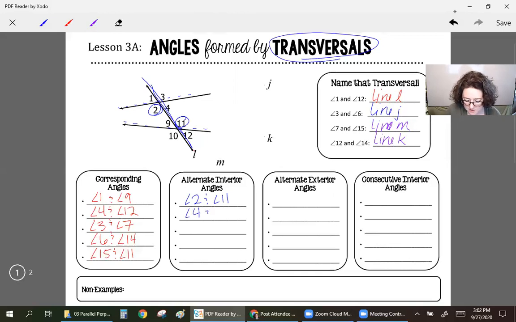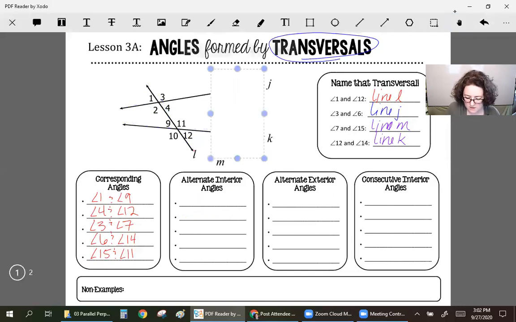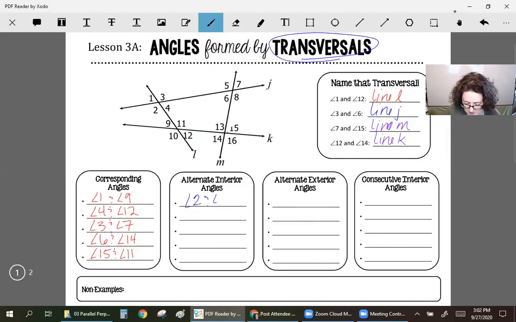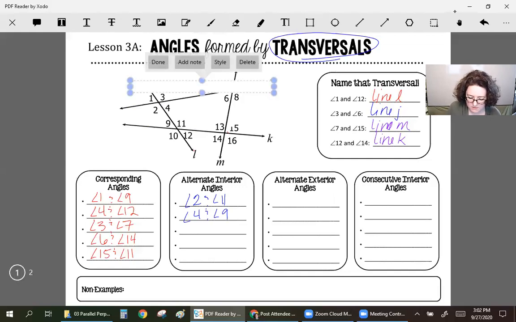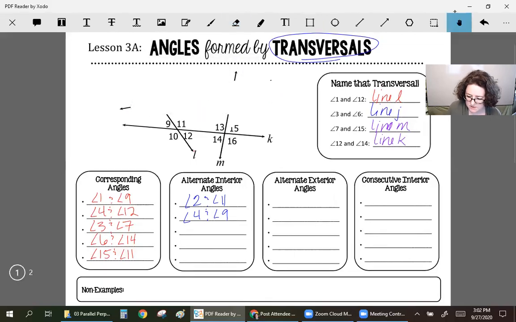What about angle 4? What would be its alternate interior angle? That would be angle 9. Okay, let's look at one more pair. So we did angle 2 and angle 11. We did angle 4 and angle 9. So let's look at one on the bottom now. Angle 12, what would be its alternate interior angle?